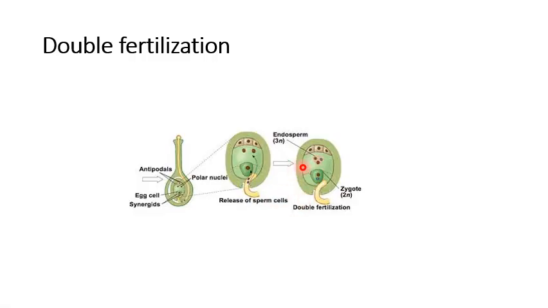Now the second fertilization, which is why it is called double fertilization. The other sperm cell fuses with the two polar nuclei. You can see the polar nuclei present there. One sperm cell forms a zygote, and the other sperm cell fuses with the two polar nuclei in the center of the embryo sac. This develops into an endosperm, which provides nutrients for the developing embryo. So the zygote develops into the embryo, and the primary endosperm develops into the endosperm, providing nutrition for the embryo.